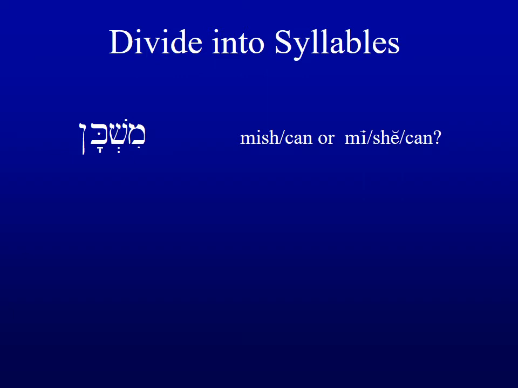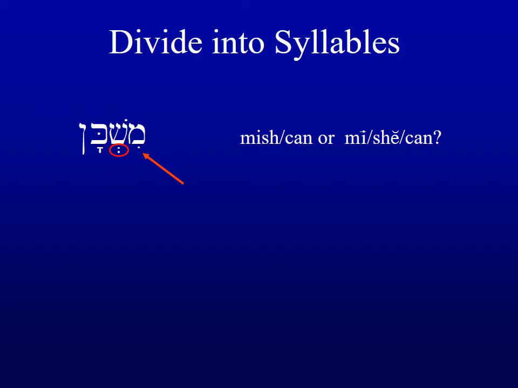Here we have another word. The issue here is whether this schwa should be pronounced or not. If the schwa is silent, this word would be mishkan. If the schwa is pronounced, it would be mishikan. So the question is, which is the better pronunciation? Now, you look in the syllable previous, and you'll notice that this vowel is a hirek. Hireks, if you remember, can be either long or short. So this hirek could either be mishikan or it could be mishkan.